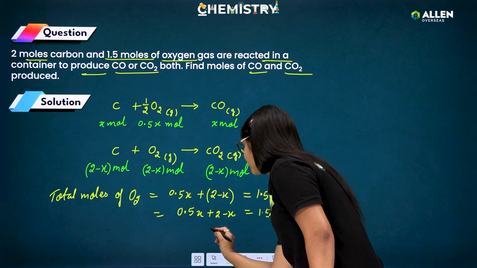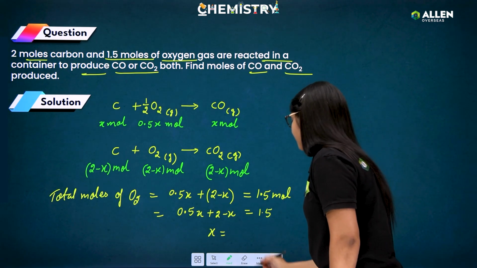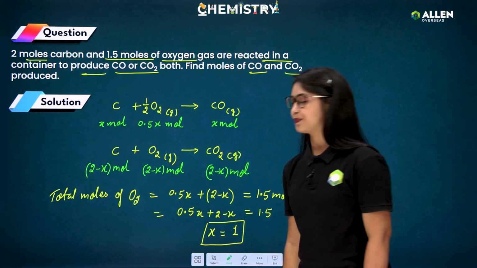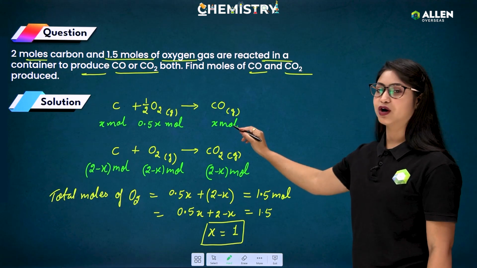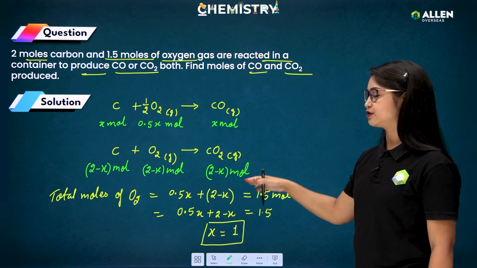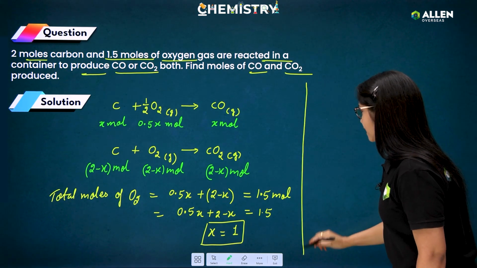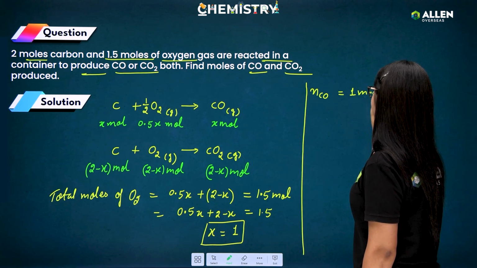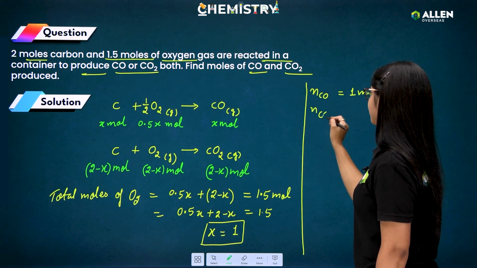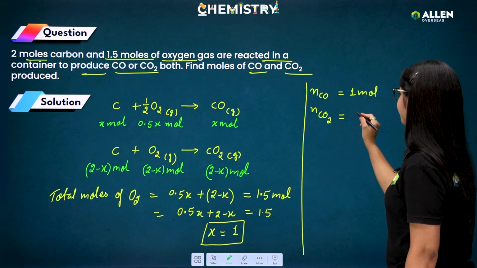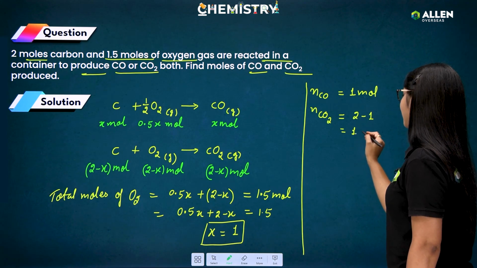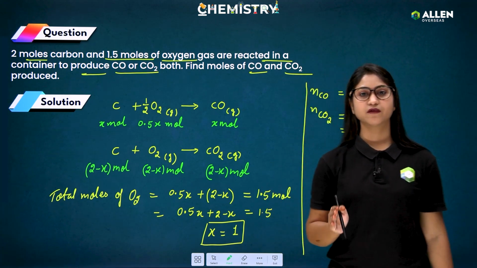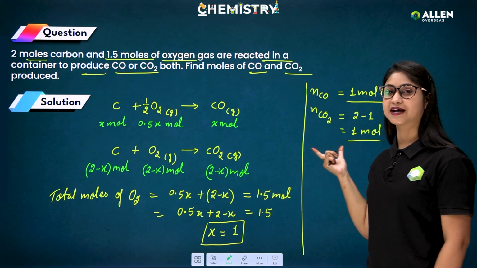If you solve this equation and find the value of x, it will come out to be 1. Now that we have the value of x, it is very simple to solve the question. x is the moles of CO, so moles of CO are 1 mole. Moles of CO2 produced are 2 minus x mole, so 2 minus 1, that is again 1 mole. So moles of CO and CO2 are both 1 mole in this question. These are the answers.